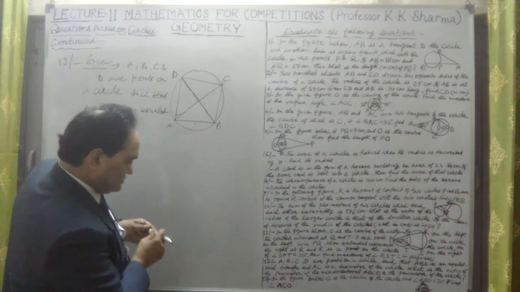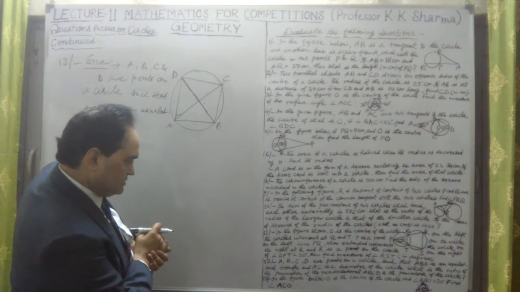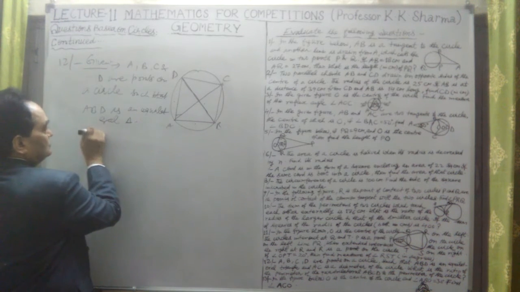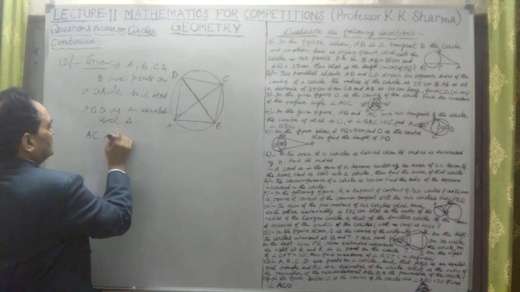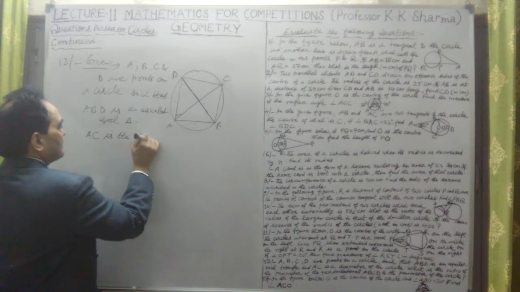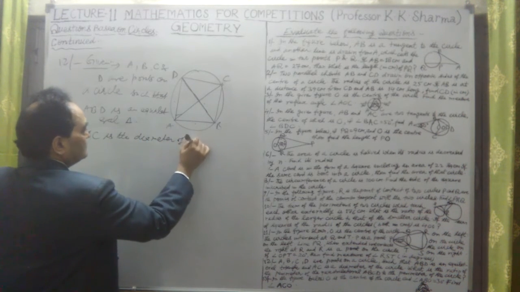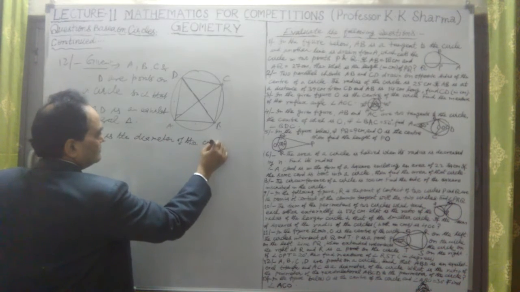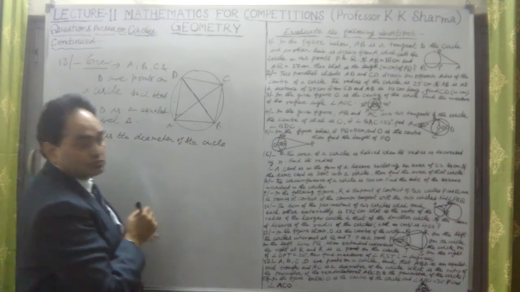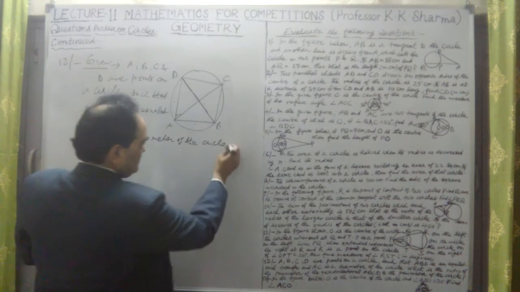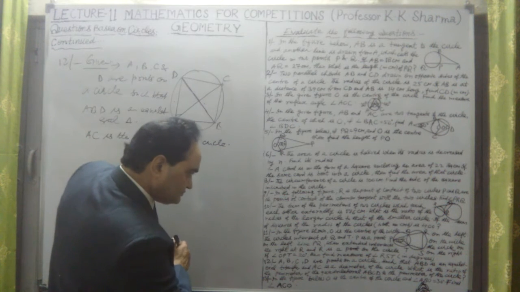Second thing is given to us that triangle, and AC is a diameter. AC is the diameter of the circle. Okay, this is one thing. Secondly, AC is the diameter of the circle.